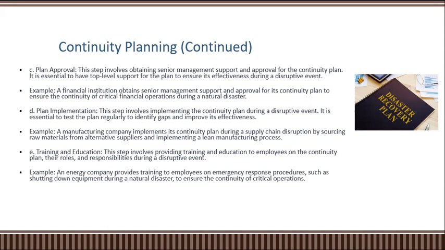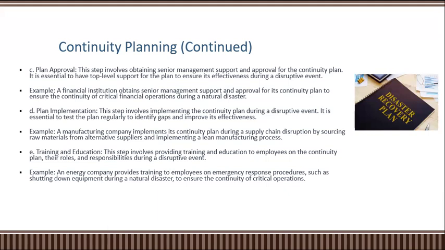Plan implementation. This step involves implementing the continuity plan during a disruptive event. It is essential to test the plan regularly to identify gaps and improve its effectiveness. Example, a manufacturer company implements its continuity plan during a supply chain disruption by sourcing raw material from alternative suppliers and implementing a lean manufacturing process.